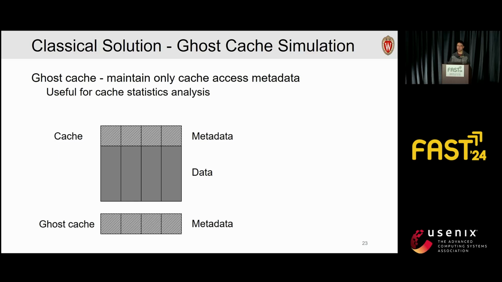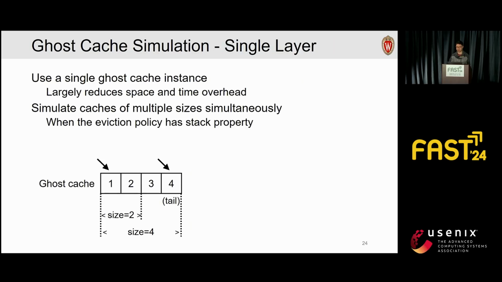A classical solution for cache simulation is to use ghost cache. Unlike a real cache, ghost cache leaves out data and stores only cache access metadata, such as the keys. It is useful for cache stats analysis when only hit-miss results matter. We want to use a single ghost cache instance to simulate all candidate configurations to reduce memory consumption.